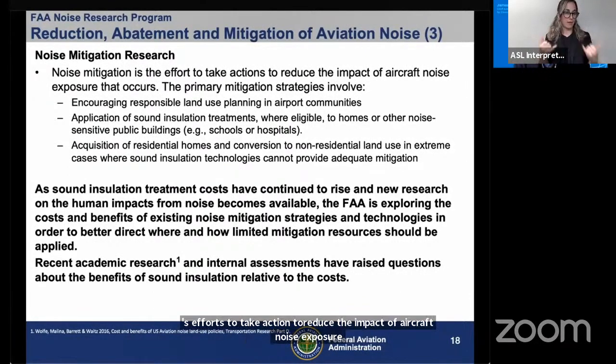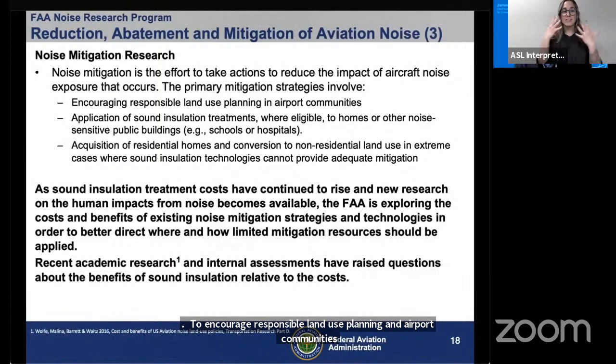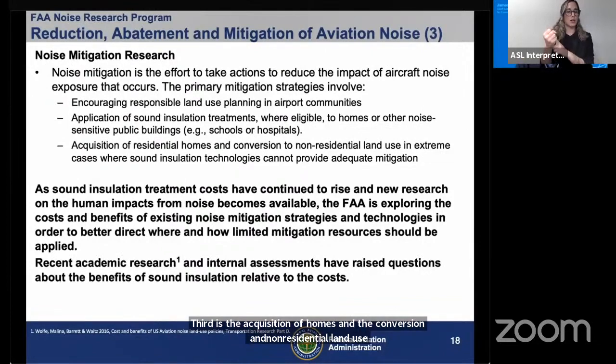So we have a couple of strategies that we use. First is to encourage responsible land use planning in airport communities. The second is the application of sound insulation treatments where entities are eligible for homes or other noise sensitive public buildings, such as schools or hospitals. And third is the acquisition of homes and the conversion to non-residential land use in extreme cases where sound insulation technologies cannot provide adequate mitigation.